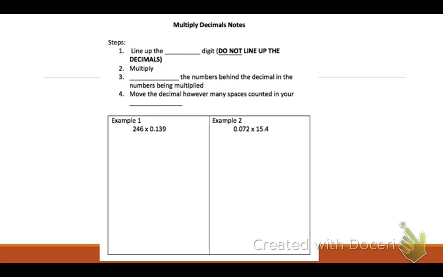Alright, so when we multiply decimals, what you need to remember is that you line up the last digit. Do not line up the decimals. And then you multiply. You count the number of decimal places to the right of the decimal in your numbers that you're multiplying, and you move the decimal however many spaces counted in your factors, and those are the numbers that you multiply. Okay. We're going to do these 2 examples, but I'll switch to a new slide.